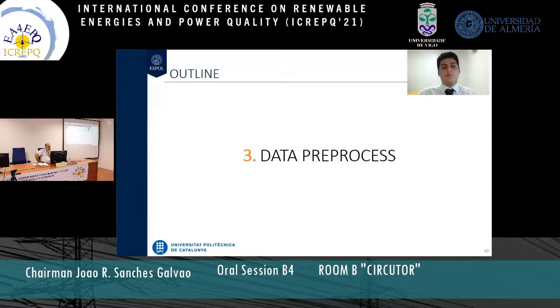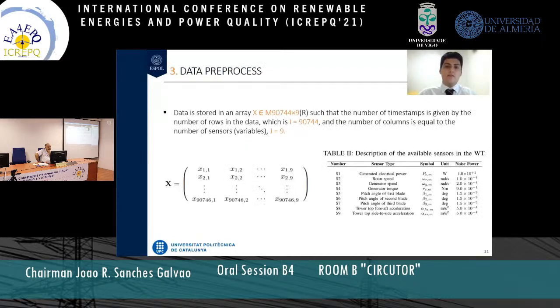Section 3, the data preprocessing. The data is stored in an array X of 90,744 by 9. The number of timestamps is given by the number of rows. The number of columns is equal to the number of sensors, as shown in Table 2, where we have sensors that measure the generator electrical power, the rotor and the generator speed, the generator torque, and the pitch angle for the first, the second, and the third blade, and the fore-aft acceleration.